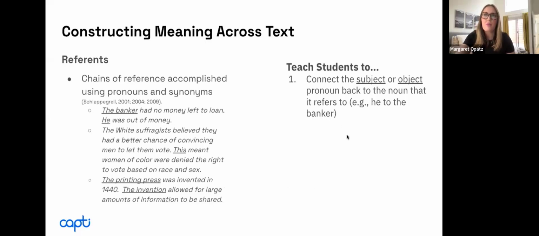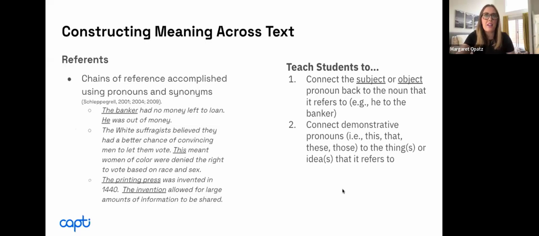We want students to be able to connect the subject or the object pronoun back to the noun that it refers to. So an example that I already shared is that he goes with the banker. Another thing is that you want students to be able to connect demonstrative pronouns, so like this, that, these, or those, to the things or ideas that it refers to.